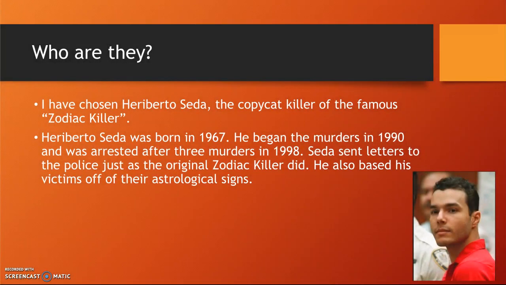I decided to choose Heriberto Seda, who was the copycat killer of the famous Zodiac killer. He was born in 1967, began murders in 1990, and was arrested after 3 murders in 1998. He sent letters to the police just as the original Zodiac did, which included cryptic letters with different styles of fonts that would tend to throw off the police officers. He also based his victims off their astrological signs, just as the Zodiac killer did as well.